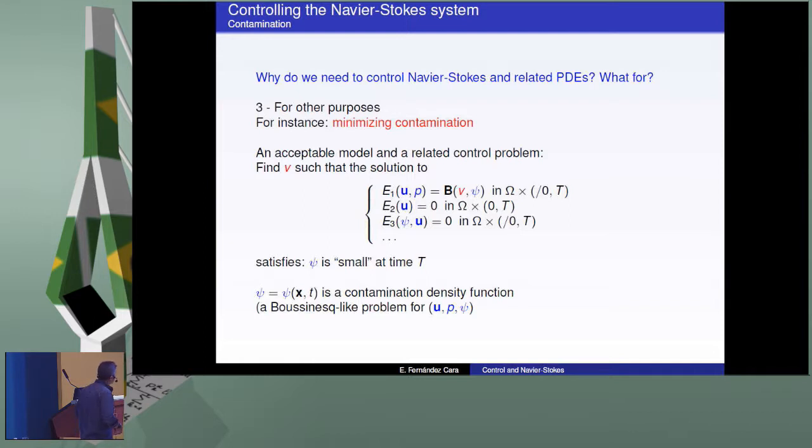This is what is called a Boussinesq-like problem, in which we find the Navier-Stokes equation coupled with an additional equation for an additional variable. We will find this system later in one of the problems that I'm going to present, and so this is not the only time we're going to see it in the talk. And here it is, as I have said, an acceptable, sufficiently accurate model for describing contamination.